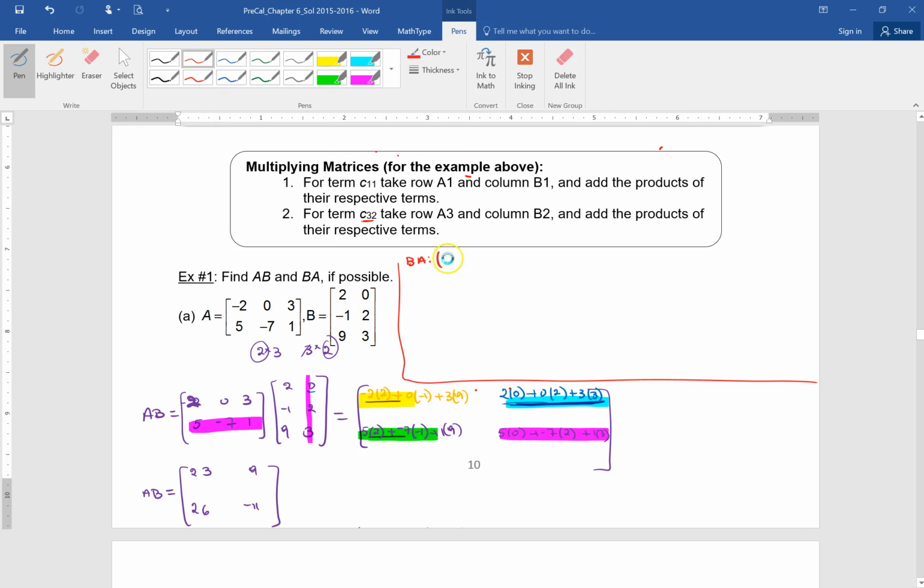so for B times A, what are my dimensions? The B dimensions are 3 by 2, and the A dimensions are 2 by 3. Is that possible? Yeah, and what is the dimension of the new one? 3 by 3. All right, so I write this one first, 2, negative 1, 9, 0, 2, 3.